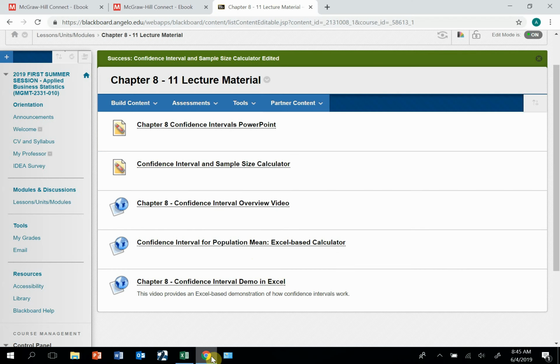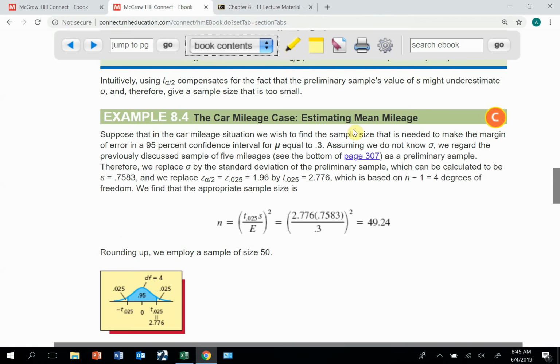So if I go to the book, here's one that says, suppose that the car mileage situation, we wish to find the sample size. We need to find the sample size so that we're 95% confident, and we want the margin of error, this thing called margin of error, to be 0.3 miles per gallon. So how do we do this?